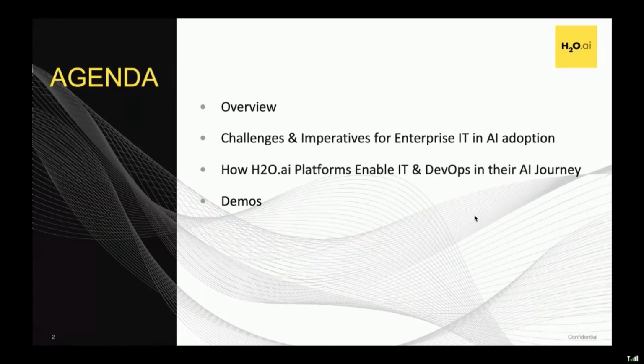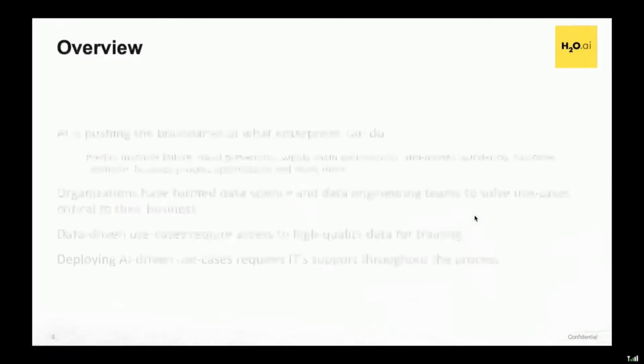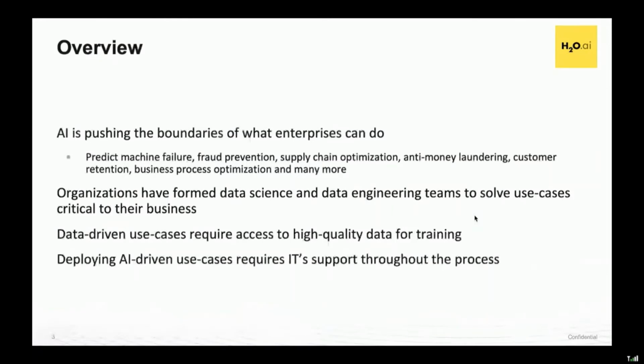An overview, right? So we all know that AI is pushing the boundaries for enterprises today, regardless of your industry. Predicting machine failure, preventing diseases, anti-money laundering, fraud prevention, and so on. We also know that organizations have formed dedicated data science and data engineering teams to solve these problems. Each one of these is a data-driven use case as we see them. And as a result, you need high-quality data to train the machine learning and AI before they go into production, right? But deploying these AI-driven use cases requires IT support.